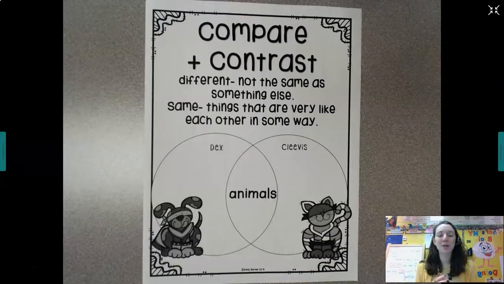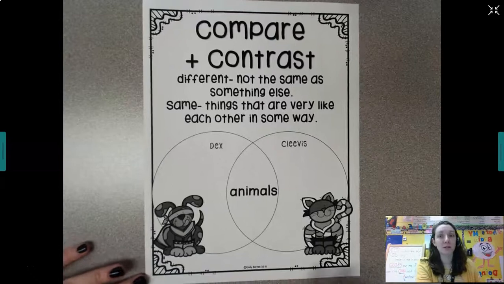Hi friends, today we're going to be talking about comparing and contrasting. Now this skill is not new for us. This is something that we do with our double bubble map, and we've done that in the past, but this is just one of our focuses for our weekly story.